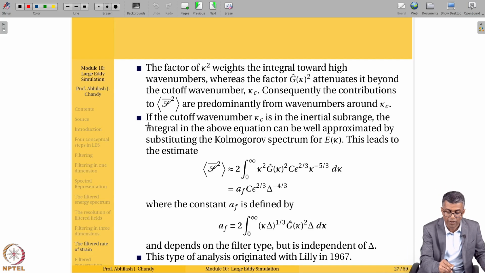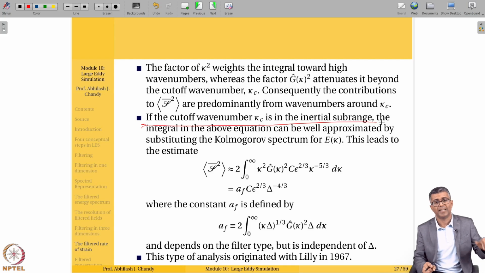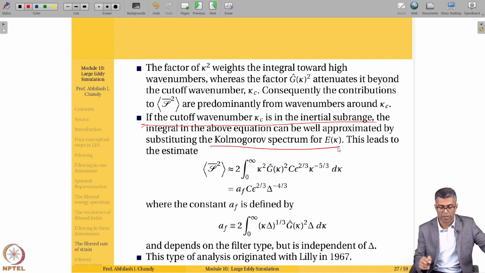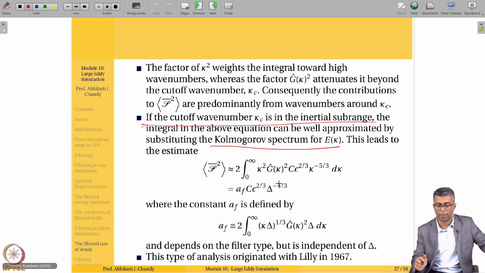So what can you do? If the cutoff wave number kappa c is in the inertial subrange, the integral in the above equation can be well approximated by substituting the Kolmogorov spectrum for E_F(kappa), which means the characteristic rate of strain squared is approximately equal to 2 times the integral from 0 to infinity of kappa squared, g hat of kappa squared, times E of kappa, which is what? In the inertial subrange, according to Kolmogorov's hypothesis, it is C epsilon to the 2/3 kappa to the minus 5/3, d kappa, of course.